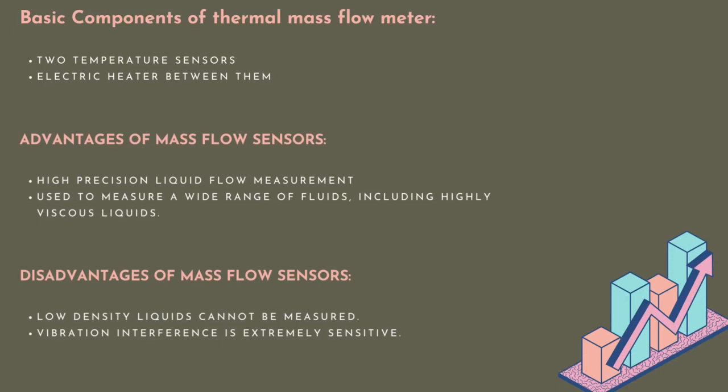So the advantages of mass flow sensors are high precision liquid flow measurement used to measure a wide range of fluids including highly viscous liquids. So the disadvantages of mass flow sensors are that low density liquids cannot be measured, and they are extremely sensitive to vibration and interference.